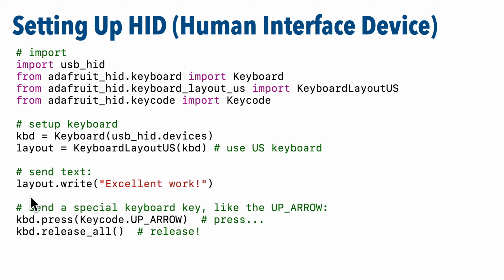Now one of the things you're likely to want to do with HID is to send individual characters and text. Now if you can type those characters between quotation marks, you can do that with this statement. We'll refer to the layout that we created up here, and then we'll use the .write method to send any string we want to type out. Just put it between quotes.